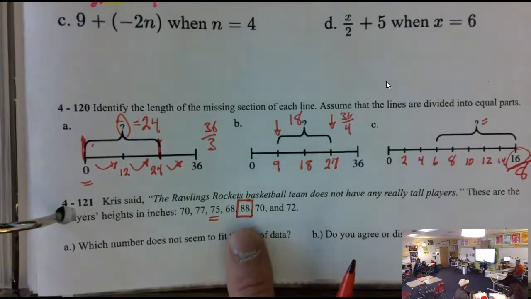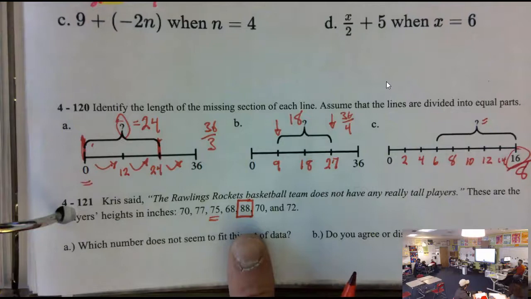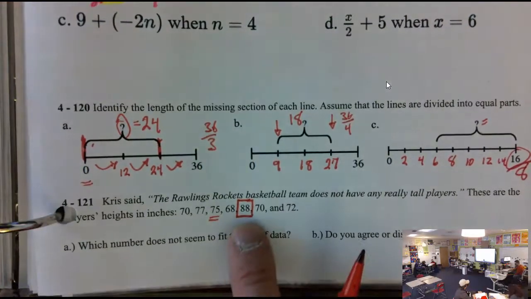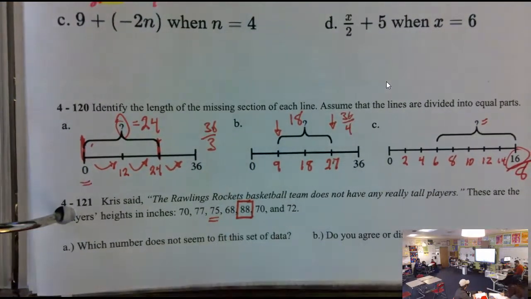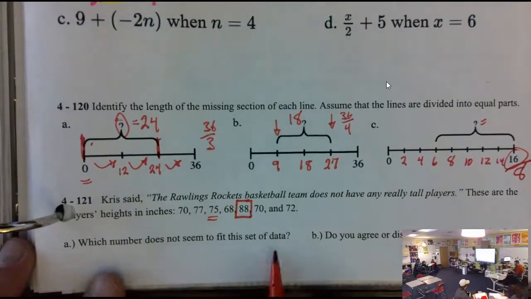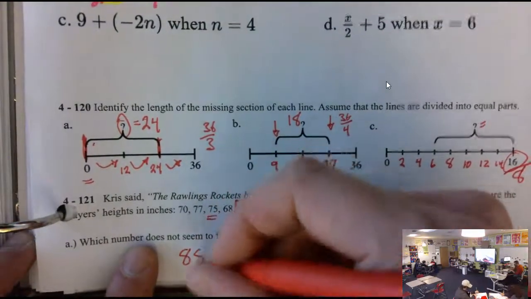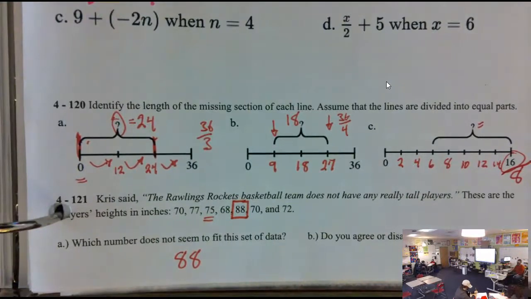So we could divide that by 12 and figure that out, right? So if you did 88 divided by 12. But we don't even need to figure out how tall they are. It's just that number doesn't really seem to fit. So that's what I'm asking: which number does not seem to fit this set of data?